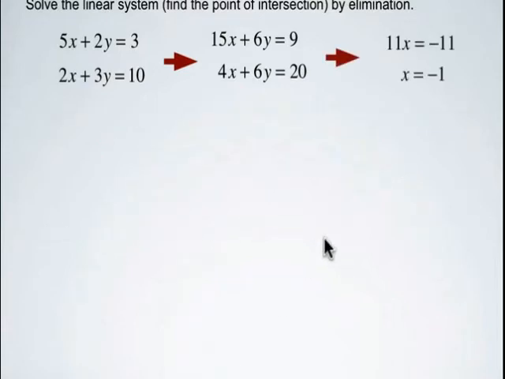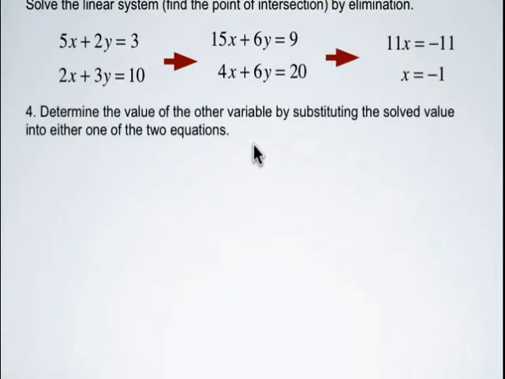So now what we've done is we've found what x is. X is equal to negative 1. We now have to sub into one of our original equations for x equals negative 1 and determine what y is. And so we're going to pick the first equation, so 5x plus 2y is equal to 3. And we're going to sub in for x equals negative 1. So this is 5 times negative 1 plus 2y is equal to 3.